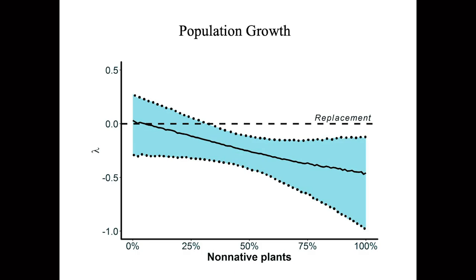So I hope you can see that the only time you're at or above the dotted line is when there's 30% or less non-native plants in the landscape. So in other words, you need 70% native plants to reach a sustainable population in the landscape.